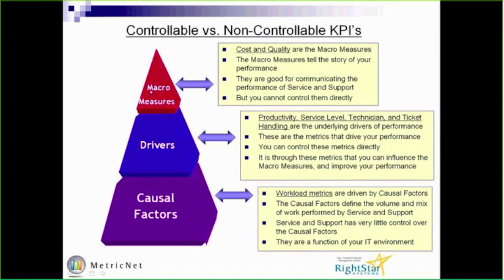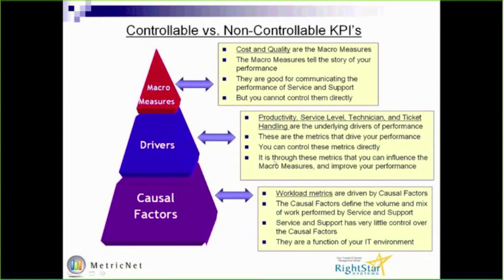Now, another way I can put these desktop support metrics is into the following paradigm. We have macro measures which tell a story. These are things like cost per contact or cost per ticket and customer satisfaction. We have the underlying drivers of those macro measures. These are things like your productivity, your service levels, your technician and ticket handling metrics. And then we've got what are called causal factors.